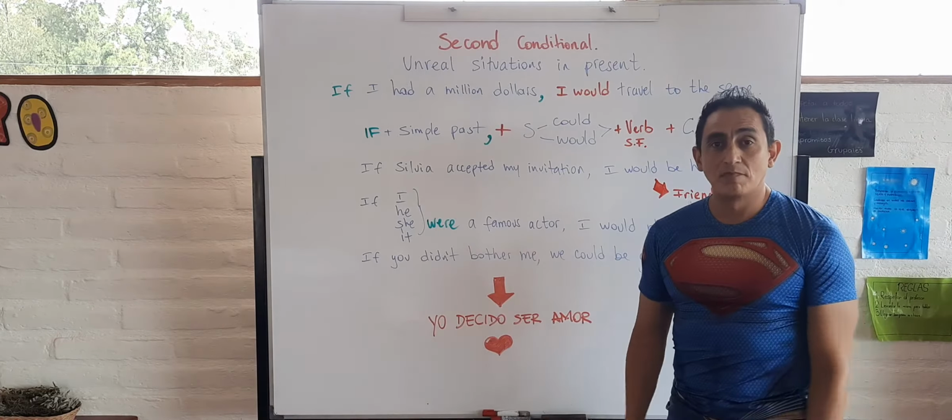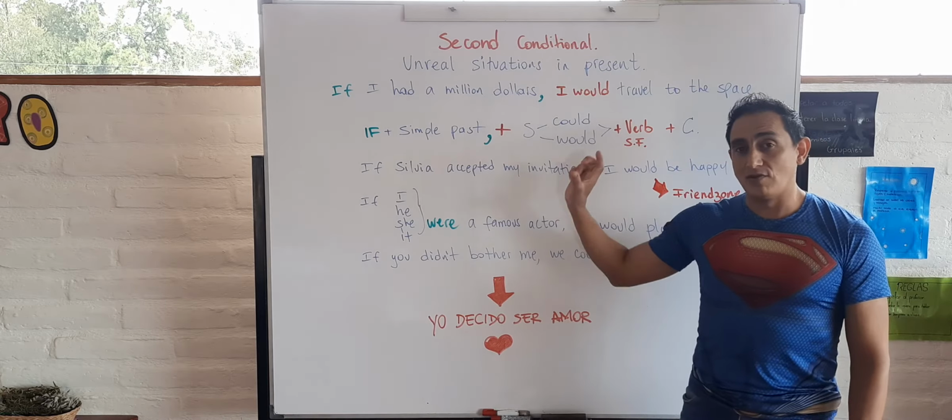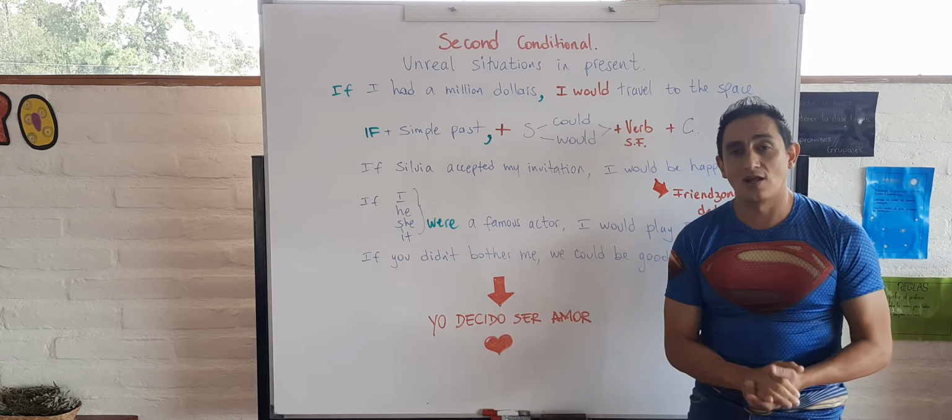Alright? So that is how you use second conditional in English. Just let's remember, if with simple past, comma, and could or would. Alright? And if you switch, you use could or would plus if and the simple past. And that is how you use the second conditional over here.